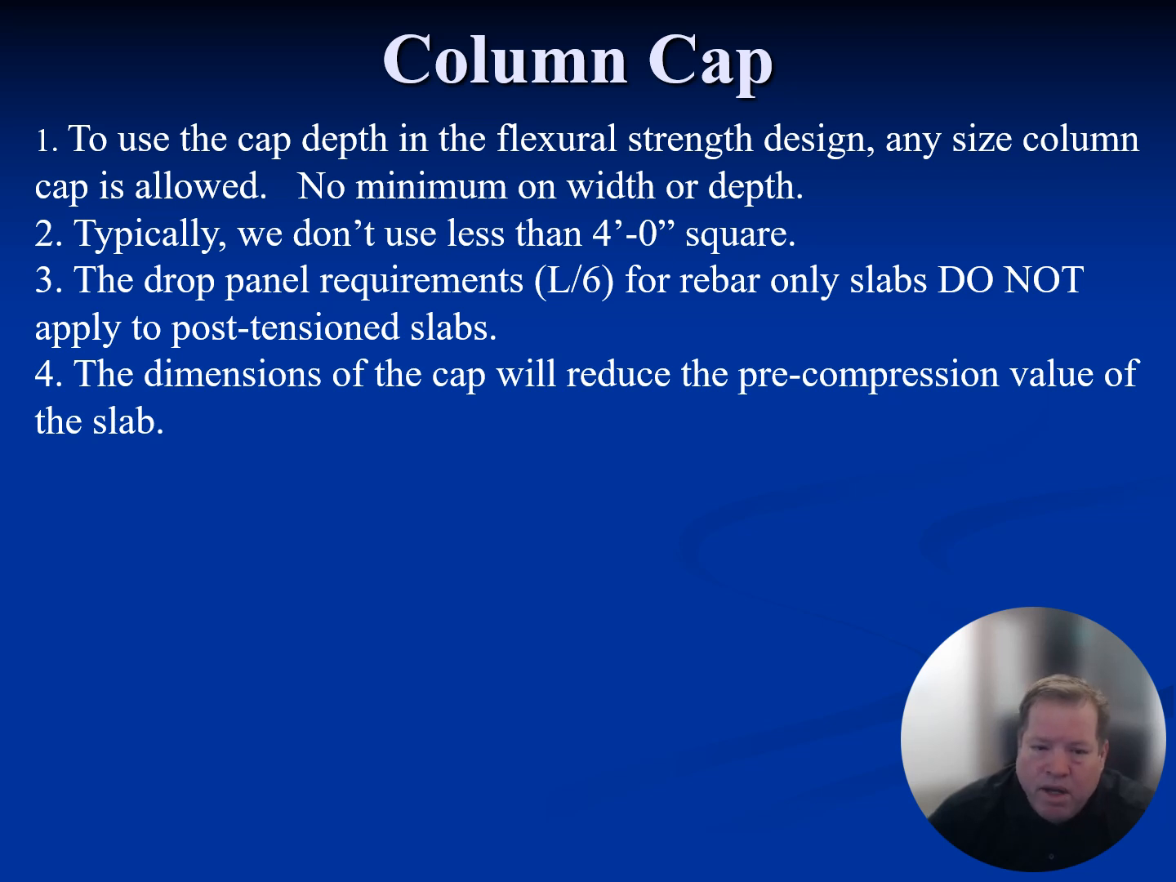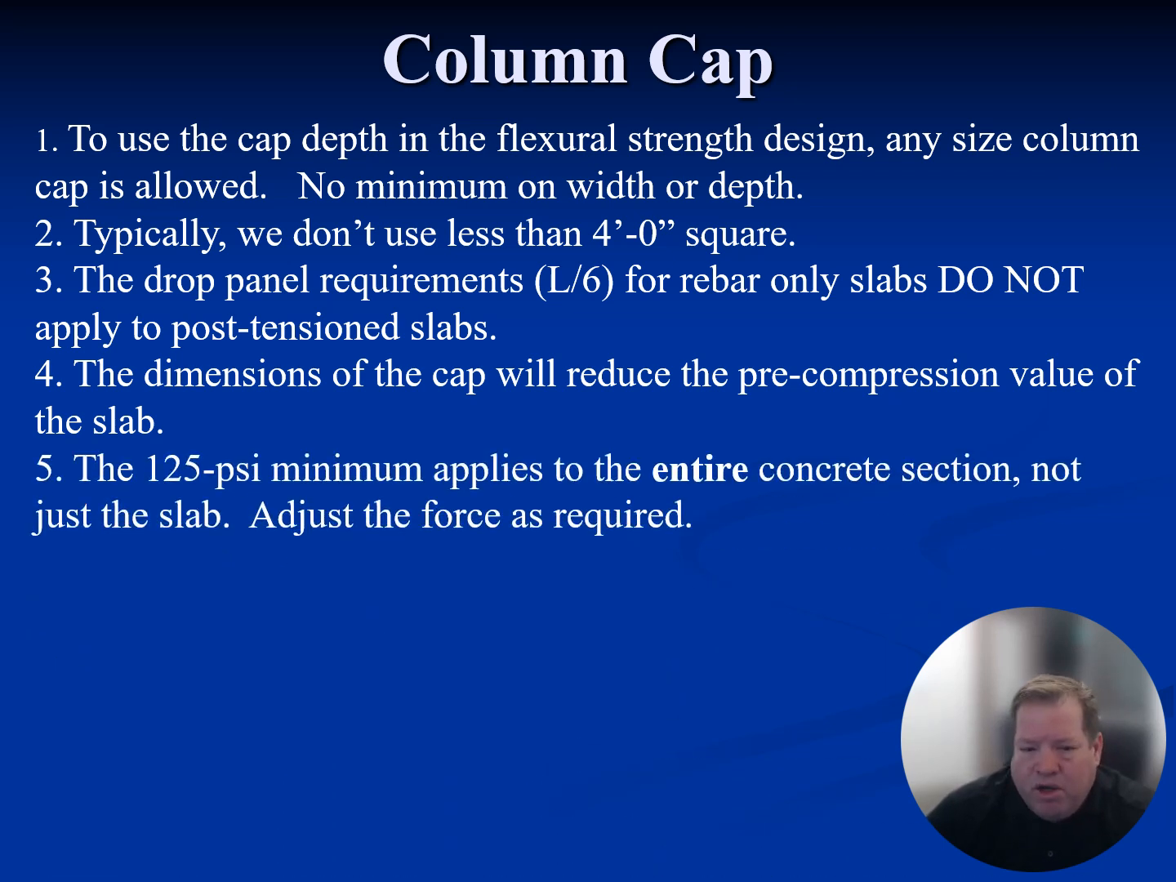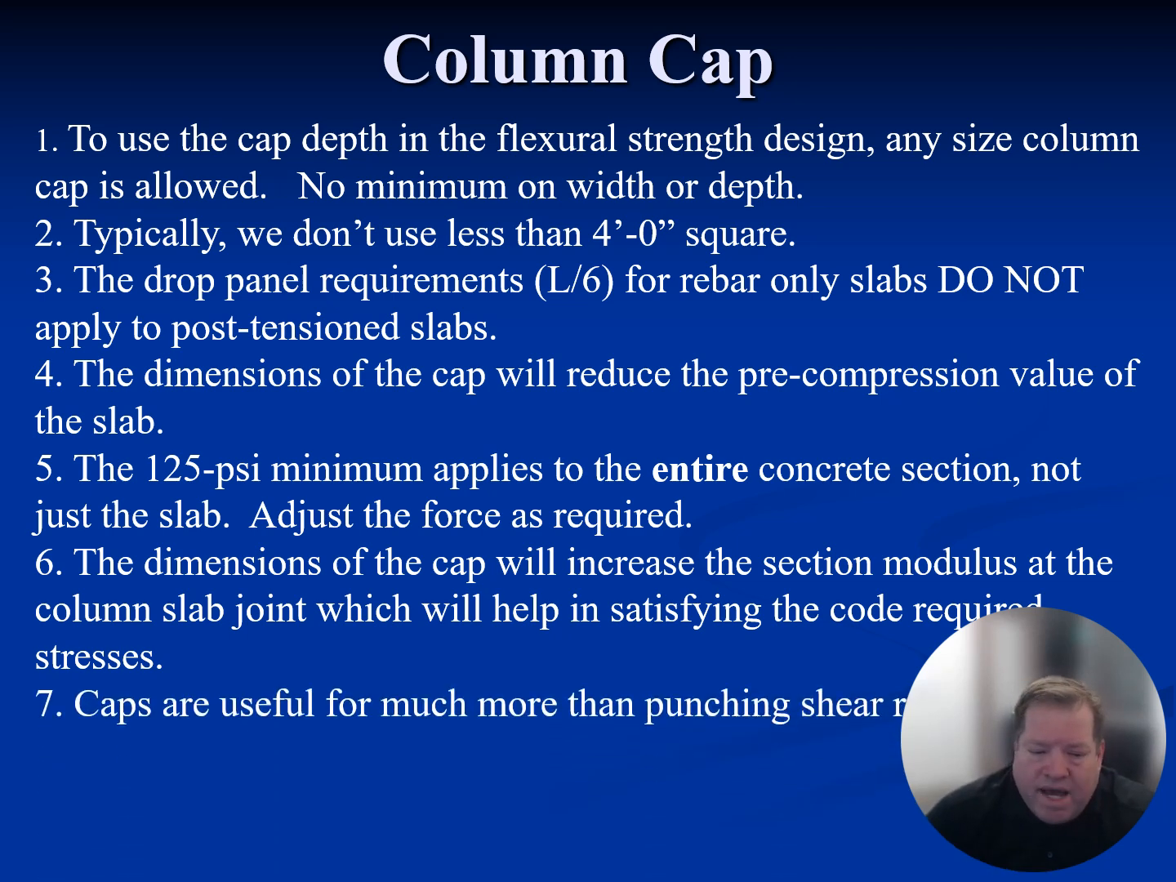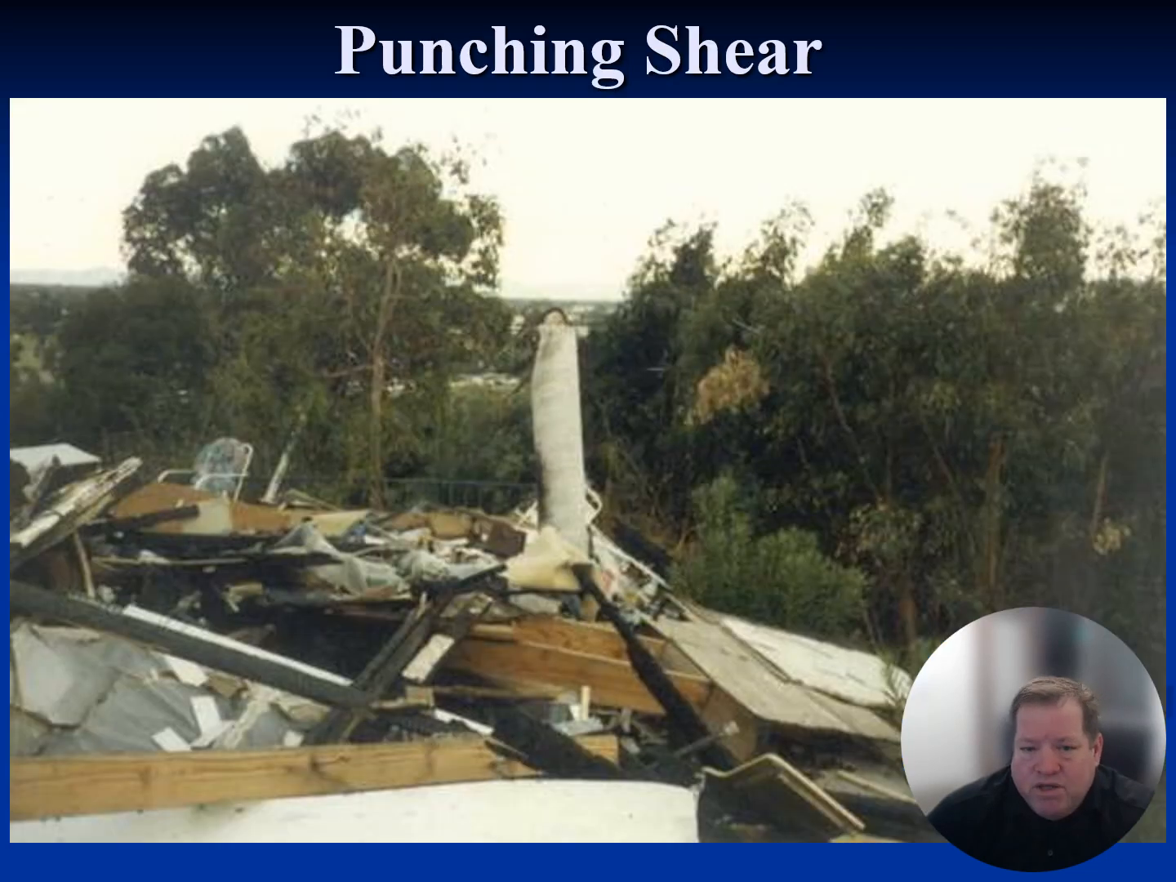As I mentioned before, the area of the cap will reduce the P over A value. So make sure that if you're really kissing 125 and you add a cap, you don't violate that section. The dimensions of the cap will increase your section modulus. So an S of a 12-inch slab versus the S of a 12-inch slab with a cap is substantially different. And when your S goes up, the M over S stress goes down. That means technically you could reduce the amount of strands you have in your system and still satisfy stresses. So in that sense, caps are a lot more useful than just for punching shear strength.